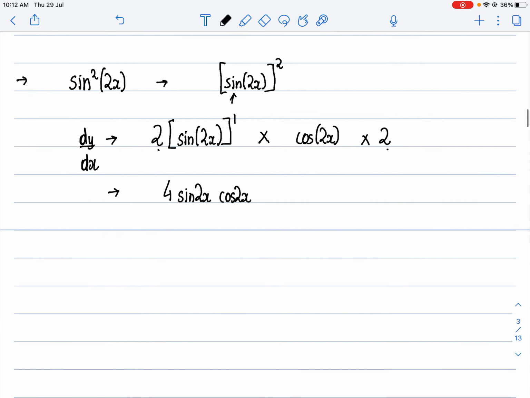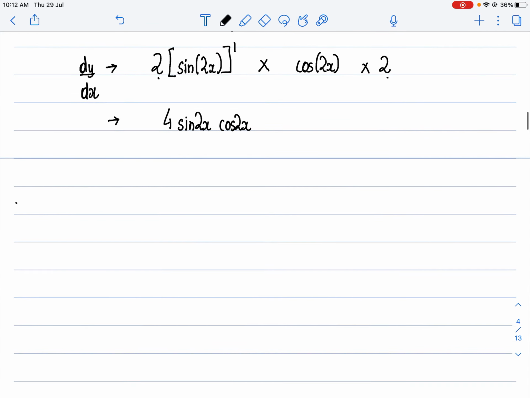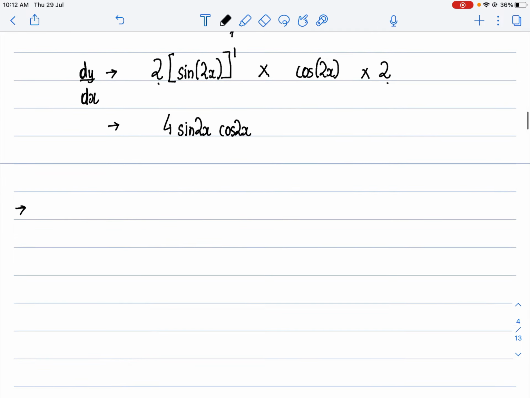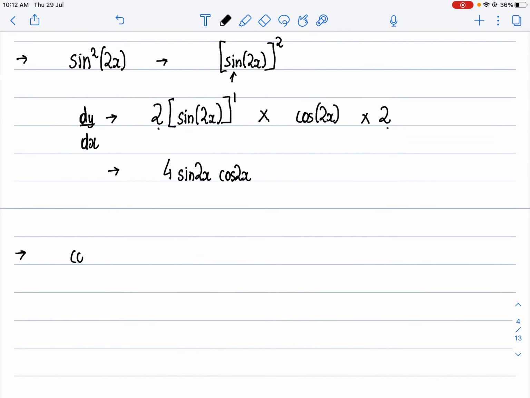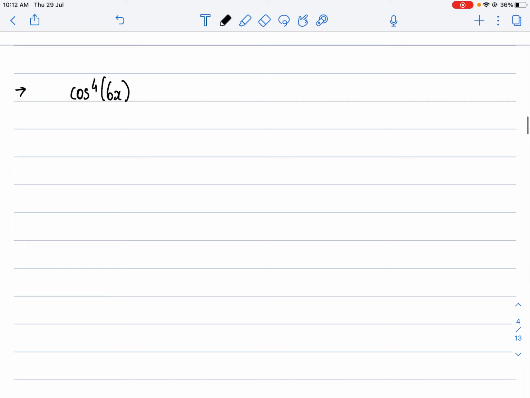So now what I can do is I can do more examples. Let's say I get something like cos raised to 4 6x. Okay, looks quite complicated, but let's go step by step. First, have your brackets clear. You can write this as cos 6x, correct, the whole raised to 4. I can write it like this.